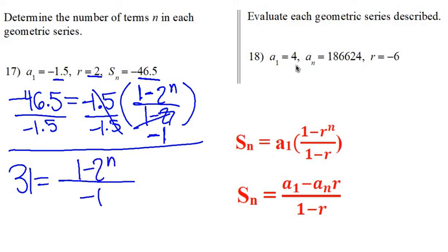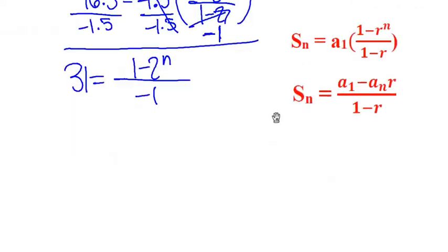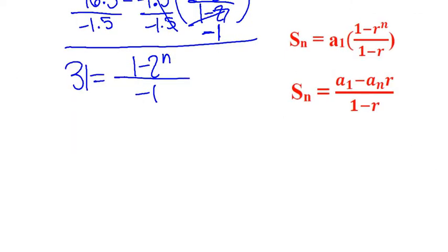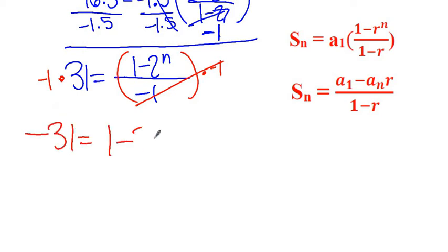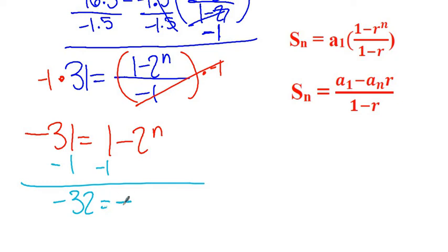Okay, then we can multiply both sides by negative 1. That will cause the denominator to disappear. So multiply by negative 1. That will cancel. This times negative 1 gives us negative 31. 1 minus 2 to the n. And then a couple more things we have to do. Let's subtract the 1 from both sides. So we get negative 32 equals negative 2 to the n.